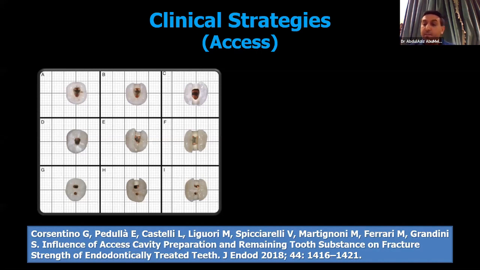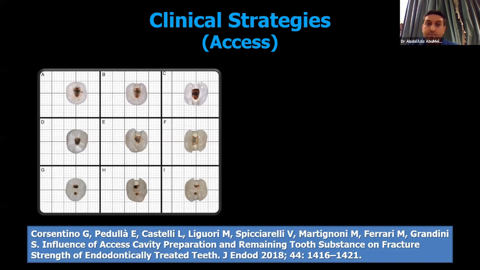And he made three types of access, which is the traditional, the one I showed you, and there is a conservative, like in slide letter D here. And he made the small access, which they call the terrace, or the ninja access. The ninja access is only a small access that you drill in the middle and you try to find your way to the canal. The terrace, they're drilling from the top and they go and find each canal from the way how they look.